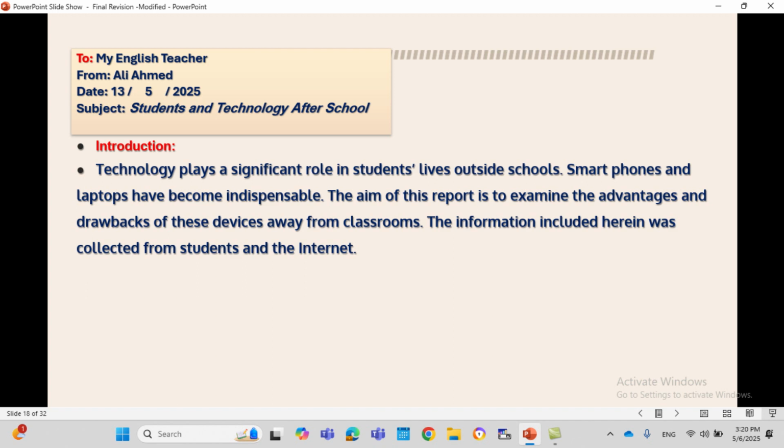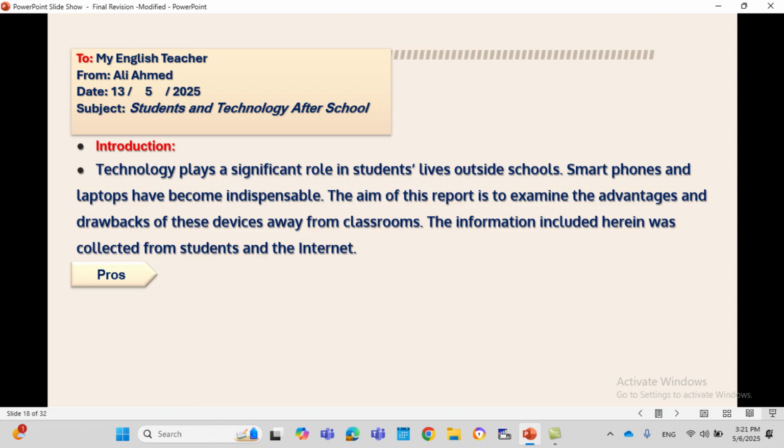The aim of this report is to examine, to look into the advantages and drawbacks. I mean by drawbacks, as you know, the demerits or disadvantages of these devices away from classrooms. The information included herein was collected from students and the internet. As you can see, this is the source of our information or our data. And the word herein means in this document. The information in this document was collected from students and the internet. This is the source of our information.